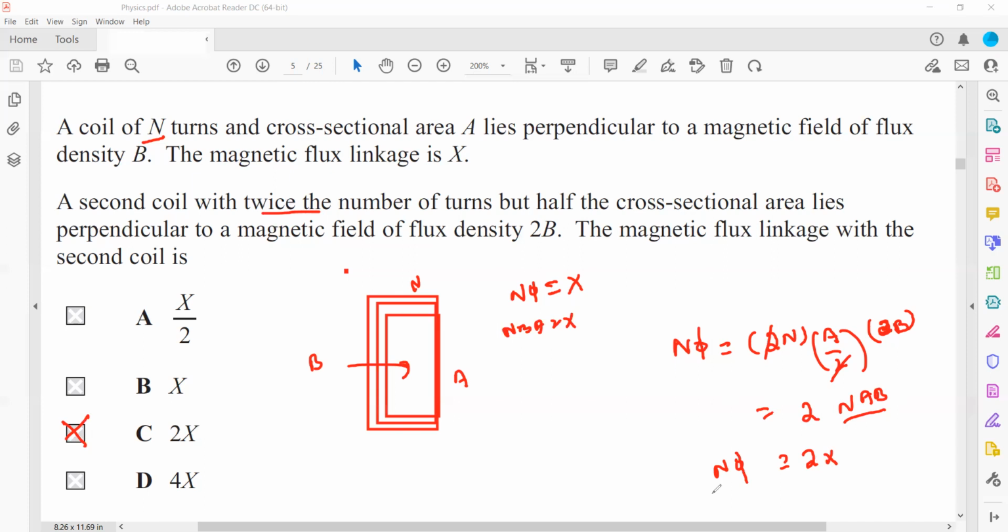Is this question clear? So these are the multiple choice questions related to the topic of magnetism. In the next session we'll do the structured questions.